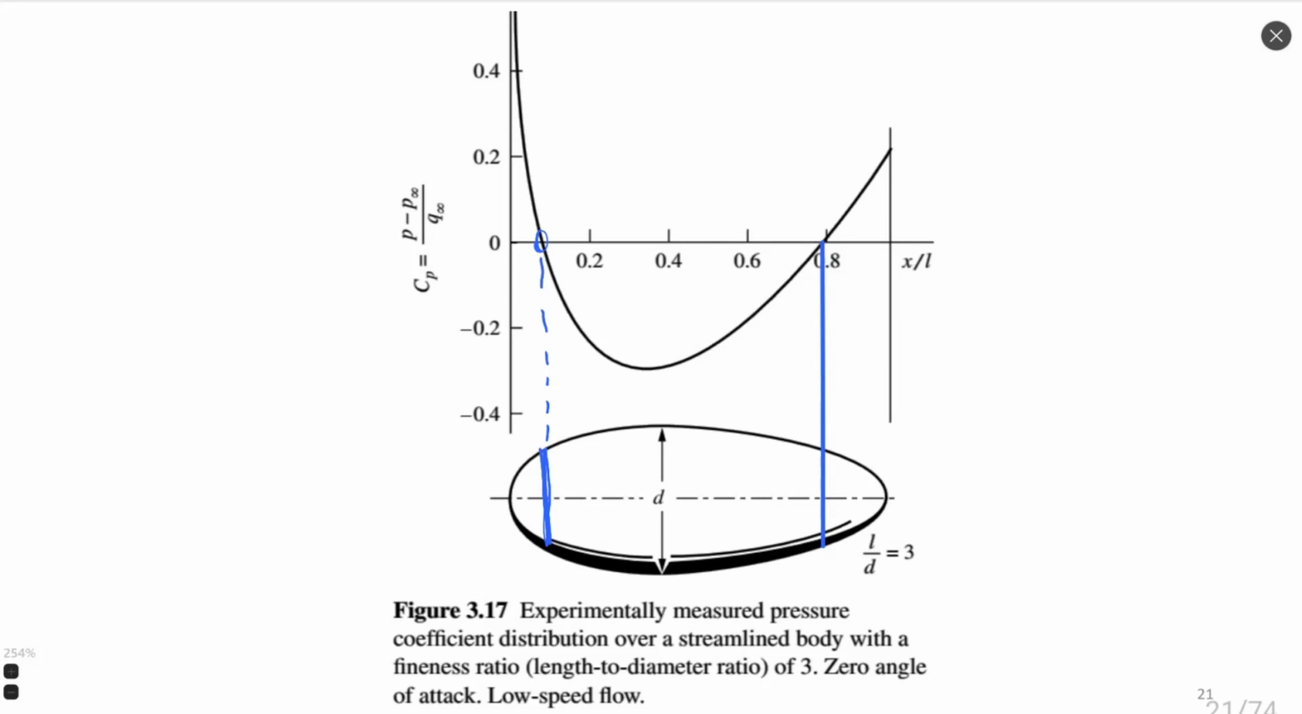I think we have a question. If an angle of attack is applied to the Pitot tube, how does it affect the measurement of velocity? A very important question, I think. Just a moment, I will finish with this shape and I will answer this question.